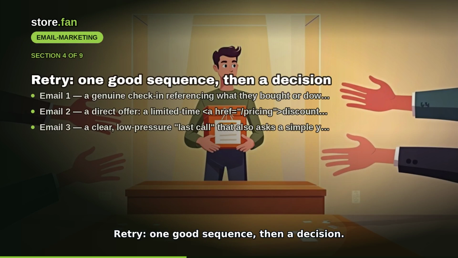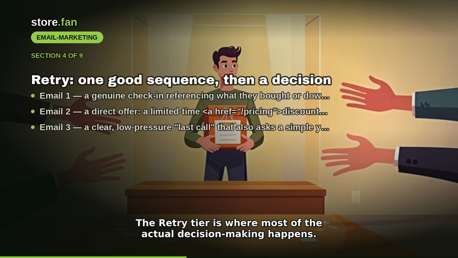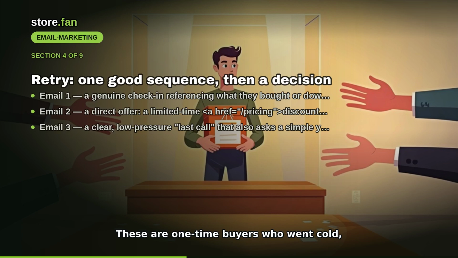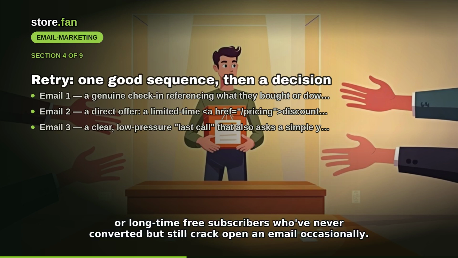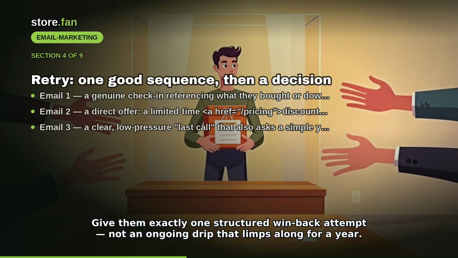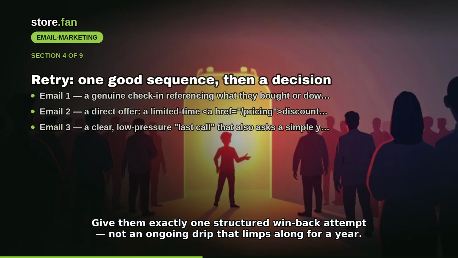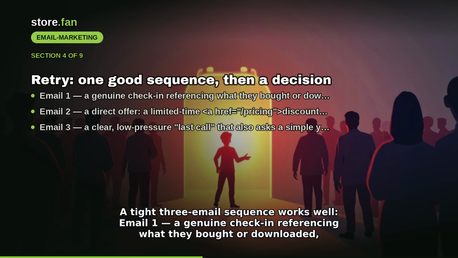Retry. One good sequence, then a decision. The retry tier is where most of the actual decision-making happens. These are one-time buyers who went cold, or long-time free subscribers who've never converted but still crack open an email occasionally. Give them exactly one structured win-back attempt, not an ongoing drip that limps along for a year. A tight 3-email sequence works well.